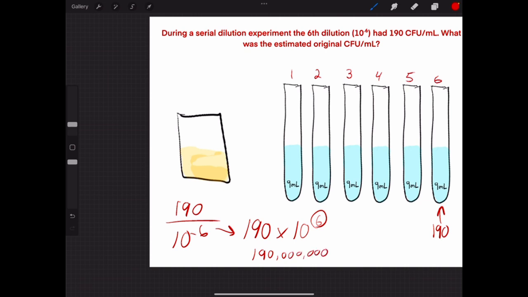Now we convert that to scientific notation. We add that decimal right here, and then we have 1, 2, 3, 4, 5, 6, 7, 8. So it's 1.9 times 10 to the 8th CFU per milliliter.